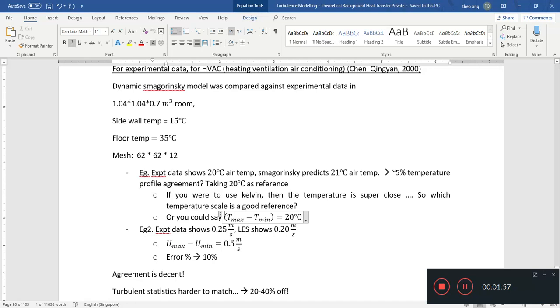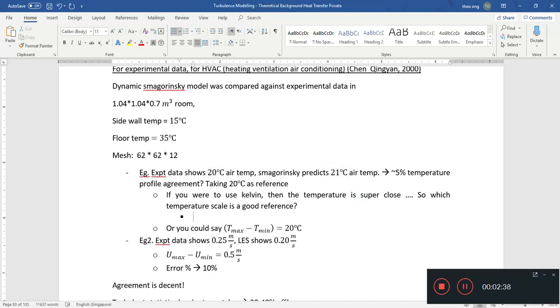So what are the typical errors? For example, if the experimental data shows a 20 degrees air temperature, the dynamic Smagorinsky will predict 21 degrees. So is this like a 5% temperature difference? Because we take this 20 degrees as a reference, we can use that. But when you try to measure errors, you also have to be aware of where your reference temperature is. For example, if you were to use Kelvin, then you would say this 20 degrees and 21 degrees is super close, right?